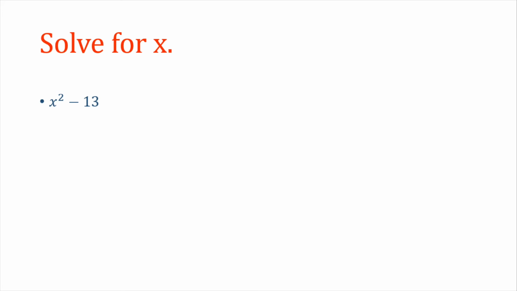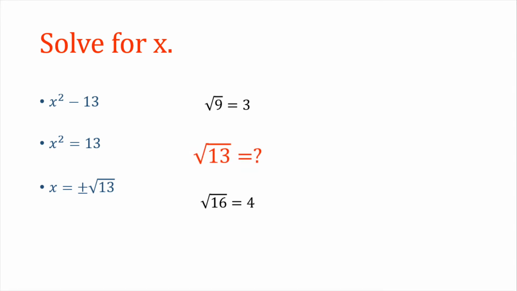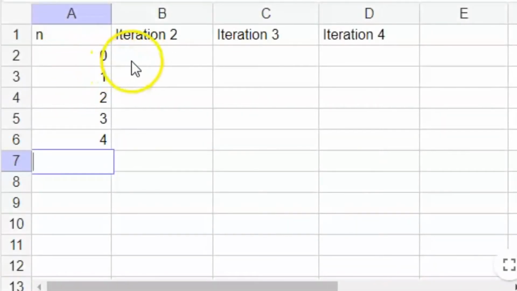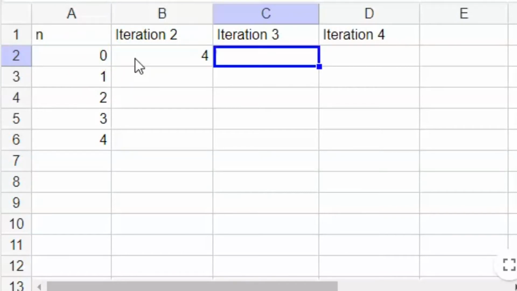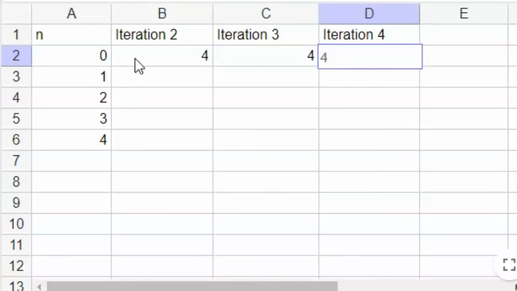If you'd rather not graph it, you can use your knowledge in trying to find the square root of 13, that the square root of 9 is 3, and the square root of 16 is 4. So the square root of 13 must be somewhere between those. From the knowledge we have, we can choose 4 as our initial guess.